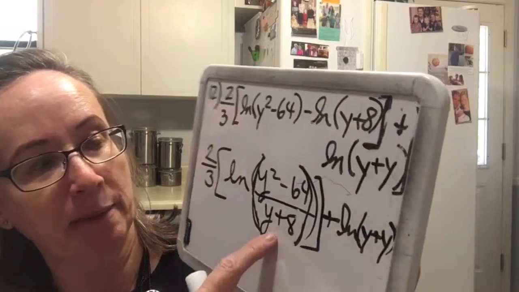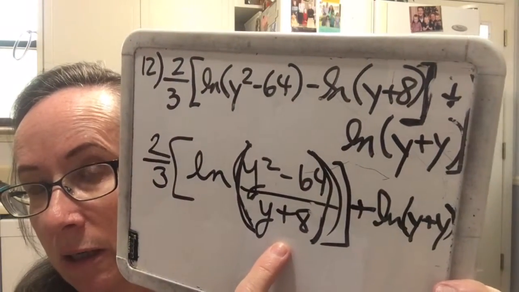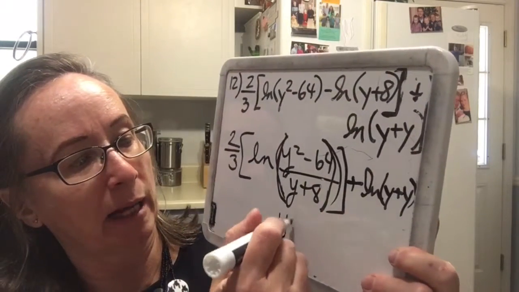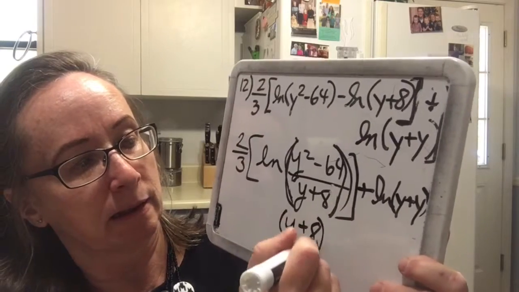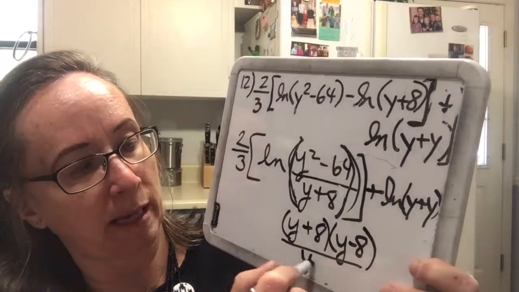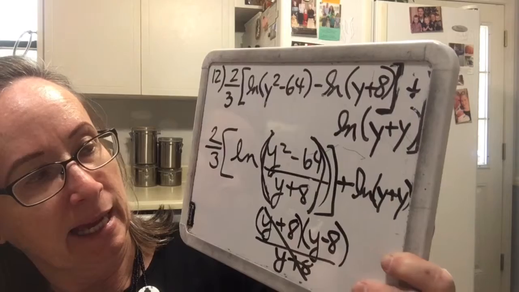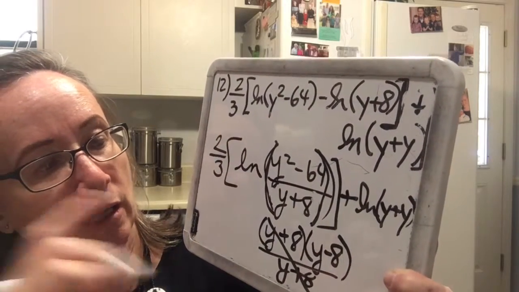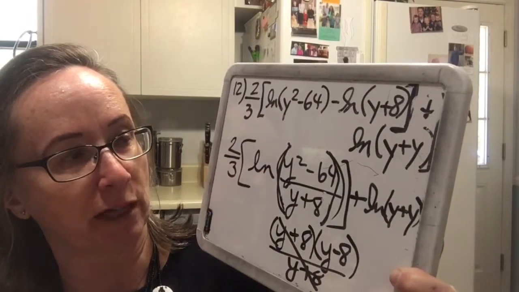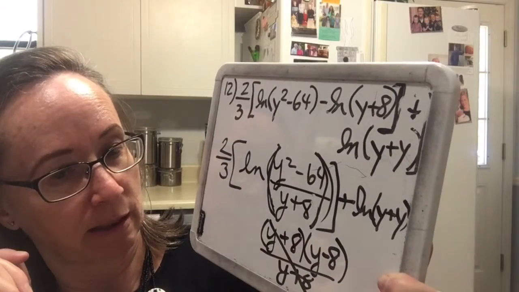So now, look at what's happening in here. What is y squared minus 64? That's going to factor into conjugates. So we're going to end up with y plus 8, y minus 8 over y plus 8. So these are going to cancel there, okay? And so I'm going to end up with natural log of y minus 8. And then I've got the 2/3 out front, which can turn around and become an exponent, okay?